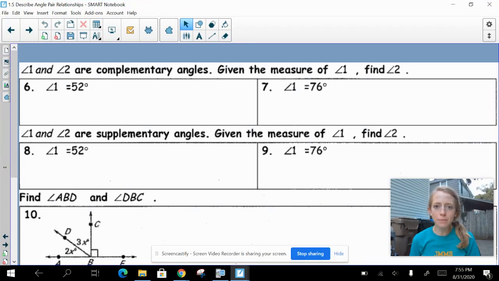Hello everyone. The purpose of this video is to show you some more concrete examples from lesson 1.5 and maybe even get a couple more glimpses of the dog Penny.